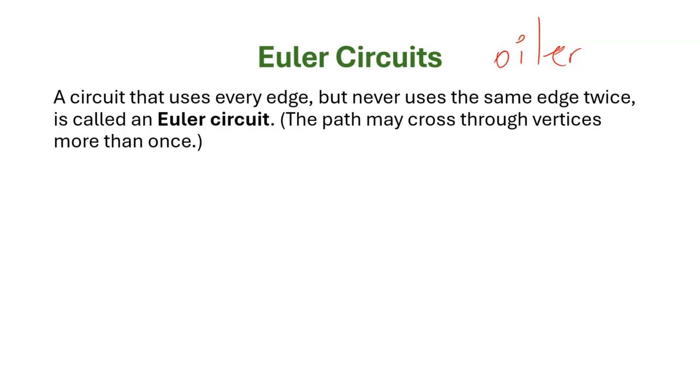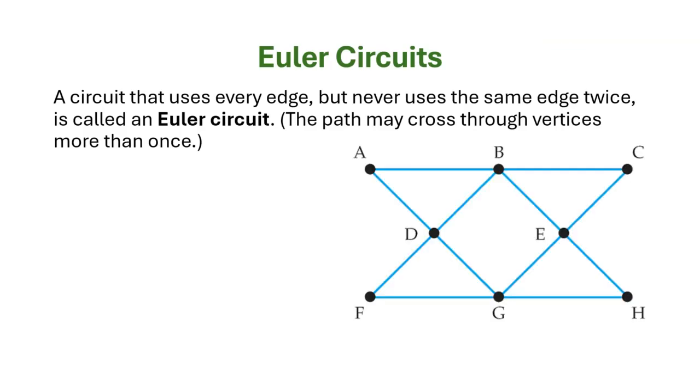So in his honor, a circuit that is called an Euler circuit is one where you use all of the edges, but you don't repeat. Let me say it like that. You don't repeat. You may pass through vertices multiple times. The only thing that matters is that you don't repeat edges and that you use every edge.